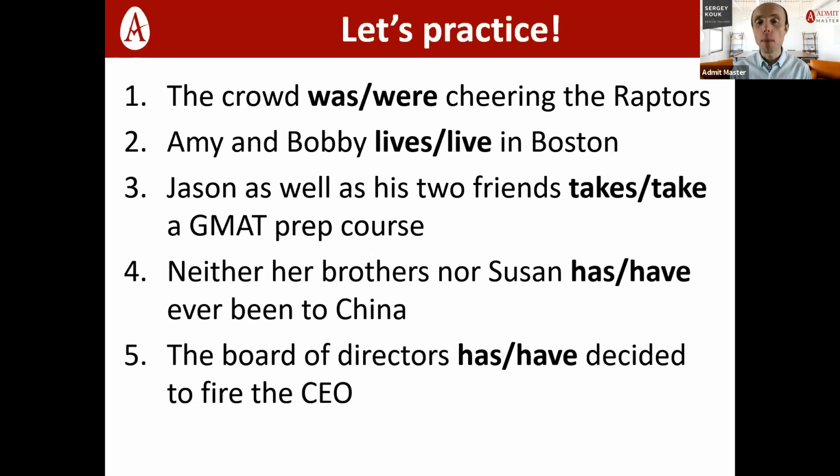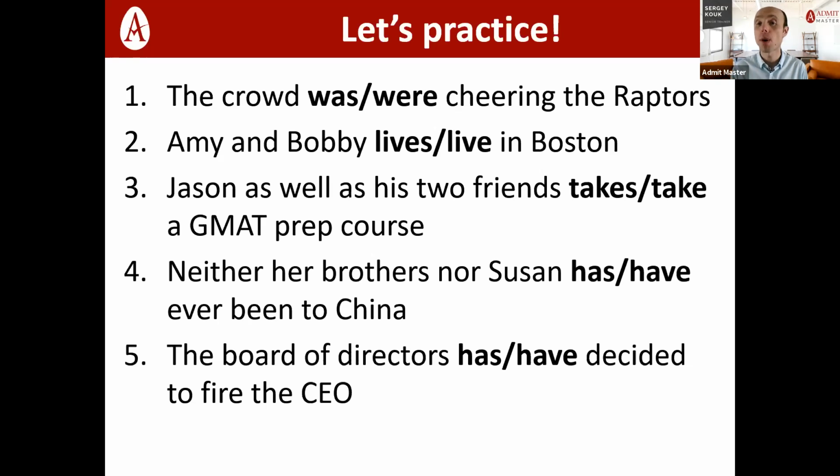Now the grammar rule applies equally to neither nor or either or. So I know they mean different things, but grammatically they are the same. And when we talk about or, that just means we're not quite sure. Could be one, could be the other. So if it's brothers, it's plural. If it's Susan, it's singular.